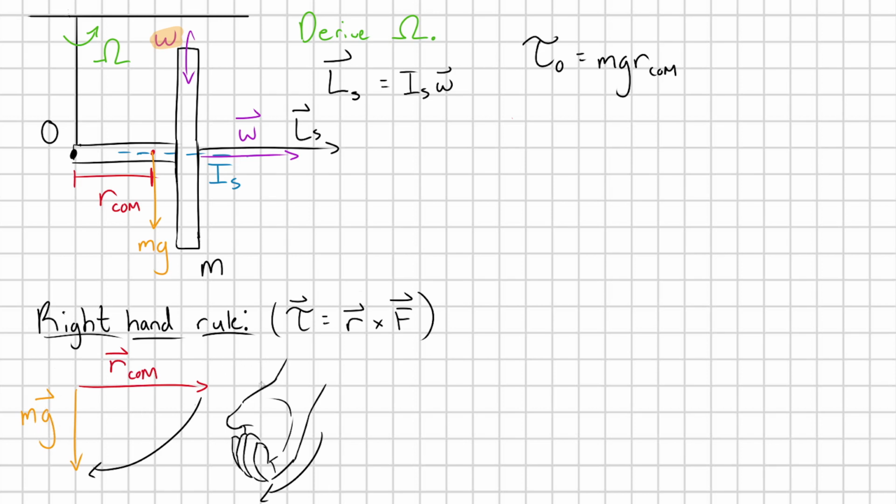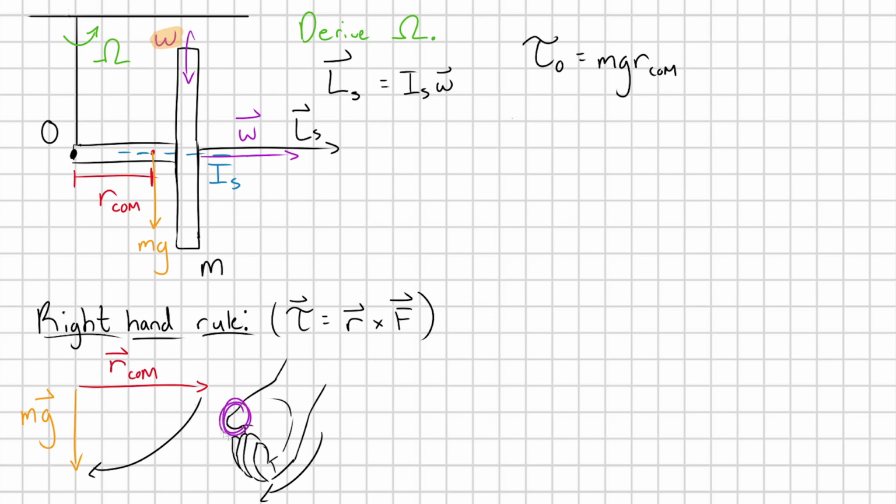Okay, and so if you curl the fingers of your right hand, starting from the first vector in the cross product, and curl them towards the tip of the second vector in the cross product, keeping the origin of the two vectors at the same point, then your thumb is again going to point in the direction of the torque vector.